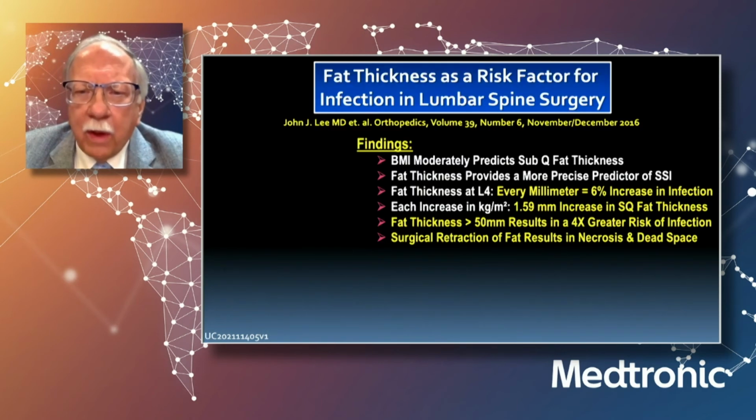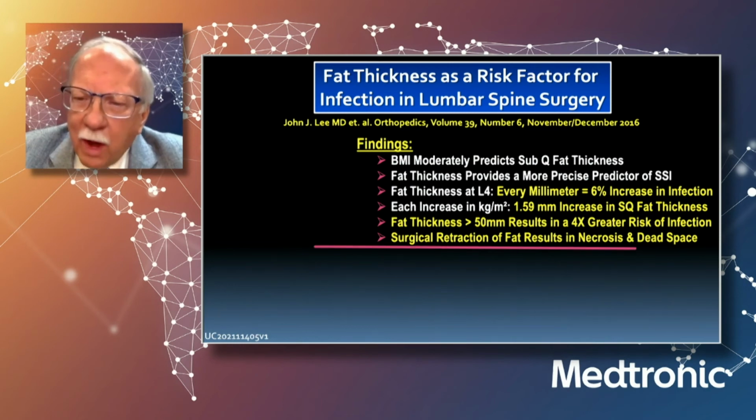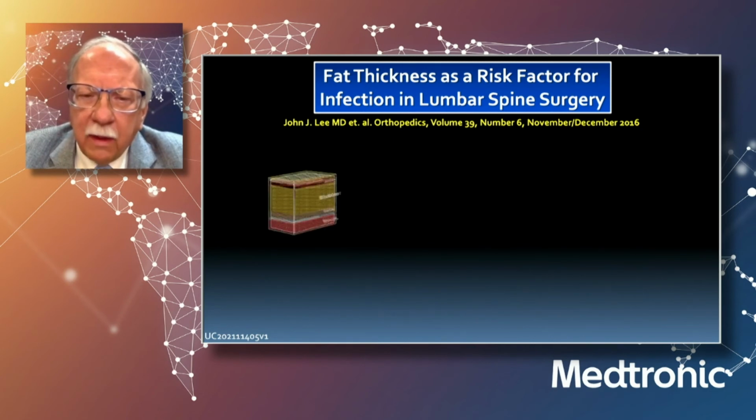A really great paper that won the Young Investigators Award that I've always liked is John Lee's paper, and he really quantitated the amount of body fat that you can have. And the bottom line is that for every millimeter, you get a 6% increase in your infection rate. In other words, 50 millimeters would be a 4 times greater risk of infection. And this was a very important finding.